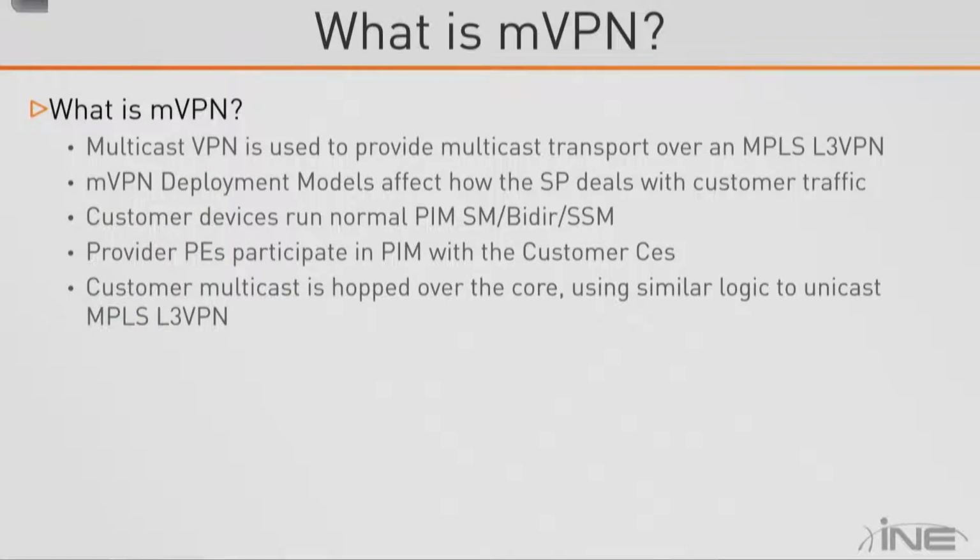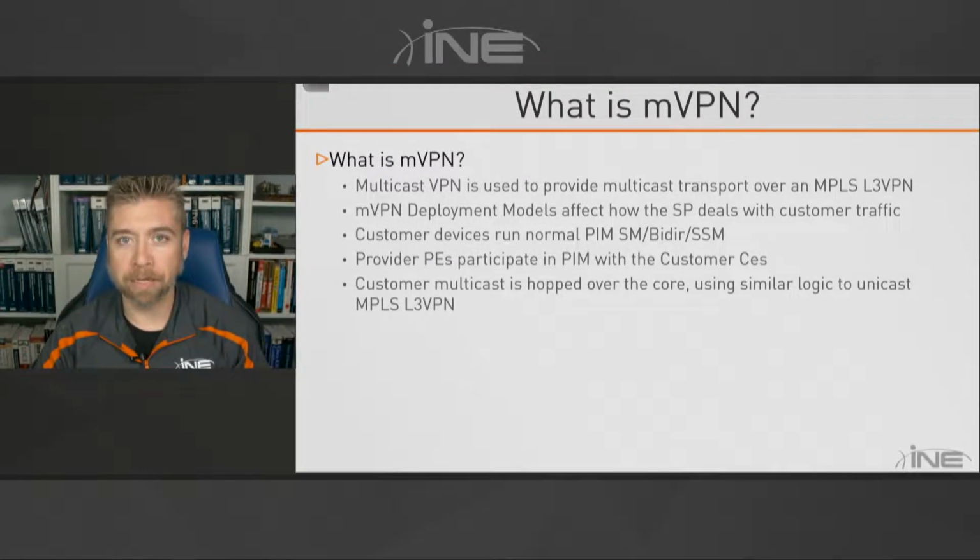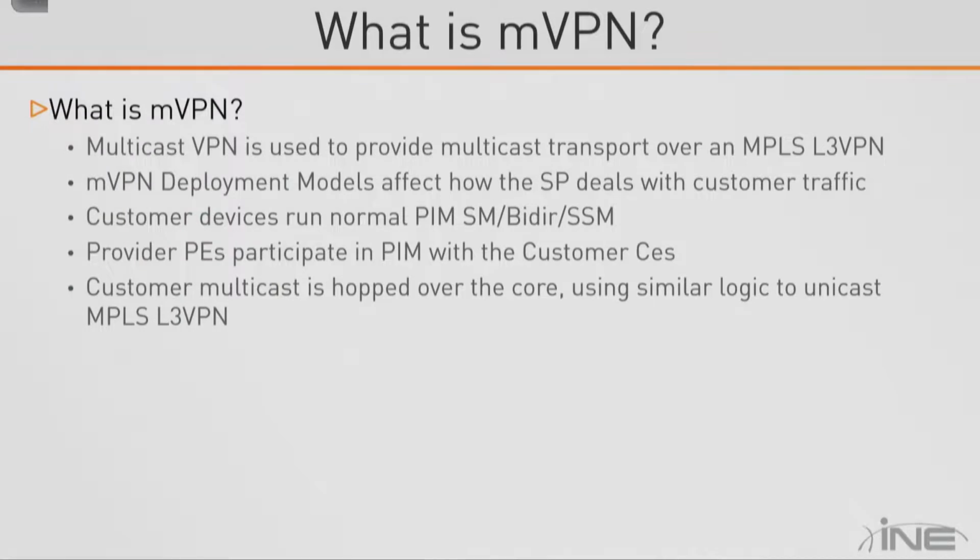Okay, so what the mVPN deployment models are really going to affect is how the service provider deals with the customer traffic. When it comes in, what's going to be the encapsulation format? We'll see that's going to be mainly two things. It could be going over a GRE tunnel, or it could be going over MPLS labels. So from the customer's point of view, nothing is going to change.